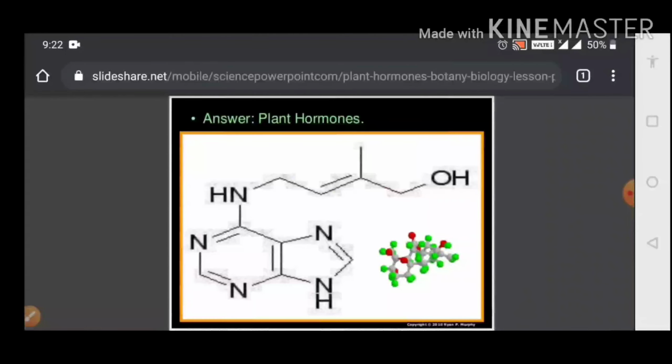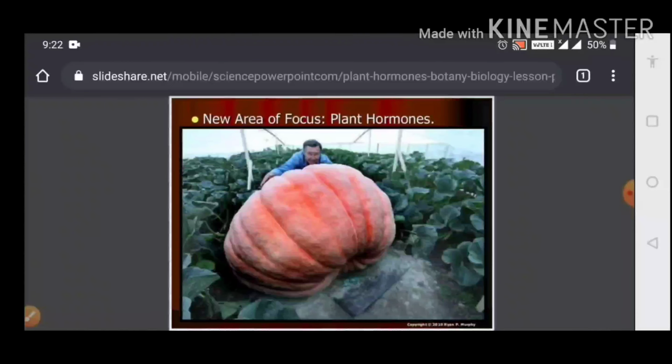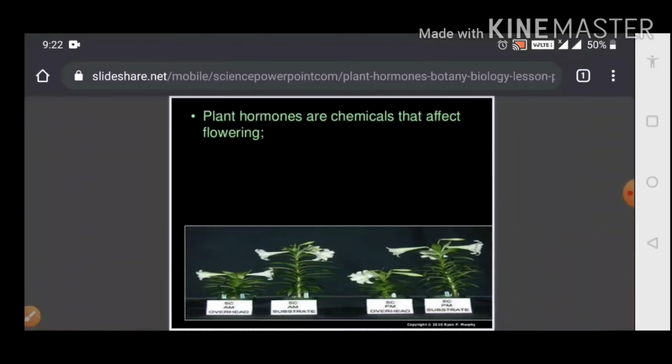The answer is plants know because plants produce plant hormones. As I already told you, plant hormones are nothing but some organic chemicals, some organic molecules produced by the plant themselves. See, this vegetable has grown so large because of plant hormones. Let us see what the common functions of plant hormones are.